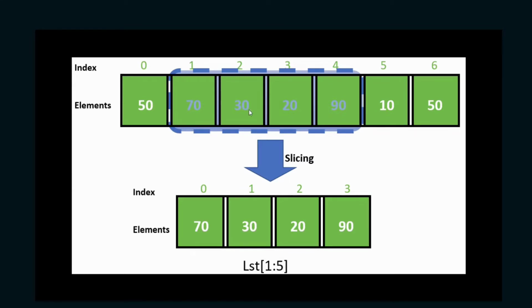So from 70, which is the first index, to the 5th index, but we consider up to 90. Yes, 70, 30, 20, 90. Okay, this is our new list. It means in the range format also, we cannot consider the end element. We consider before it. Okay, so we will discuss more in our code editor. So let's go to our code editor.